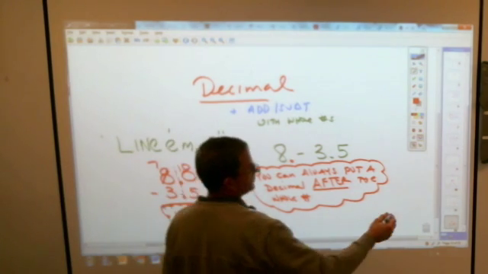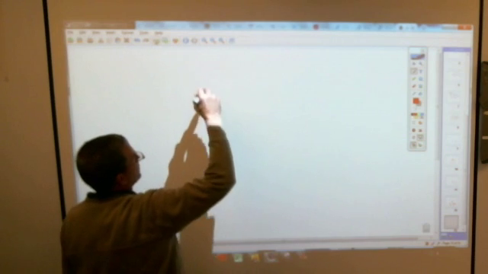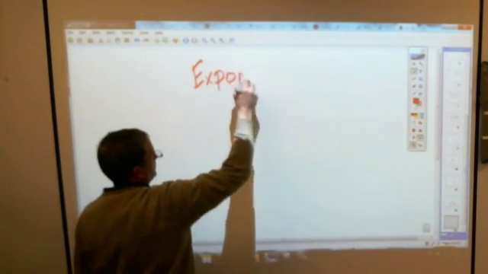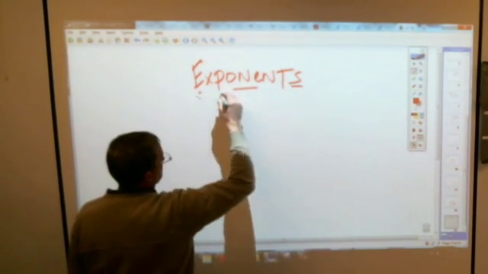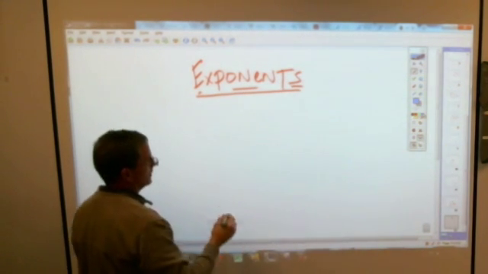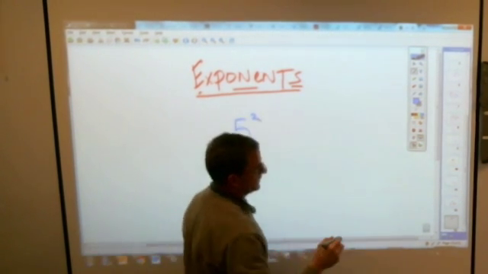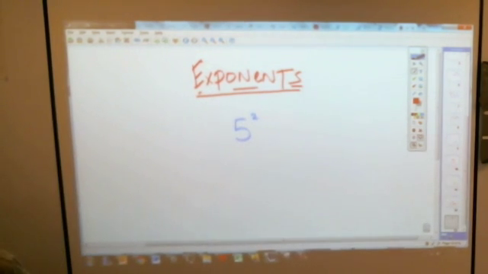Alright, then, now blank piece of paper, because we have to talk about exponents. So much to talk about, so little time. Let's say I've got 5 squared. 5 to the second power. Everybody there? You're about to take a flurry, I repeat, a flurry of notes.